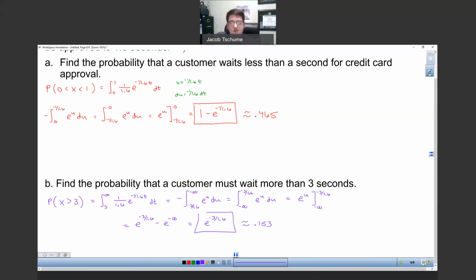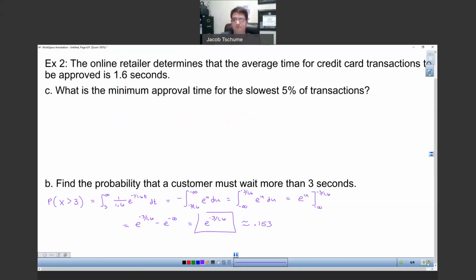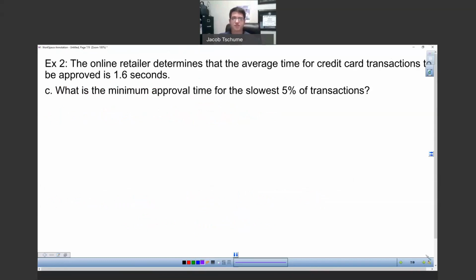All right, now there is a part C on the next slide, so let's jump to that. So same problem. What is the little different question? What is the minimum approval time for the slowest 5% of transactions? So if you're looking for the slowest 5%, these are the ones that take the longest to finally get approval. What this is asking you here is, what is the probability for X to be greater than something?